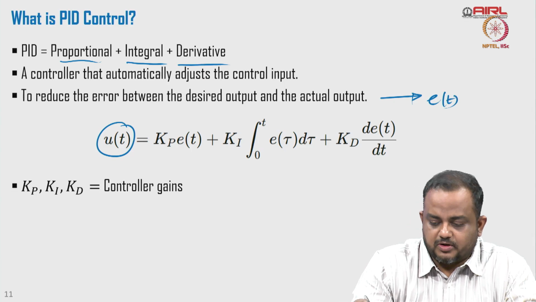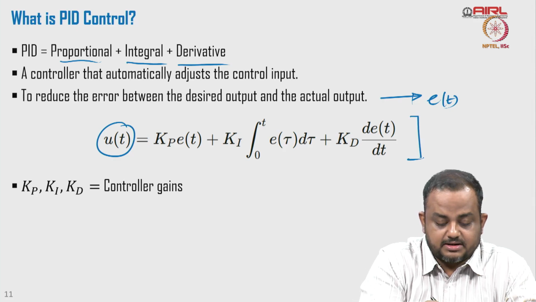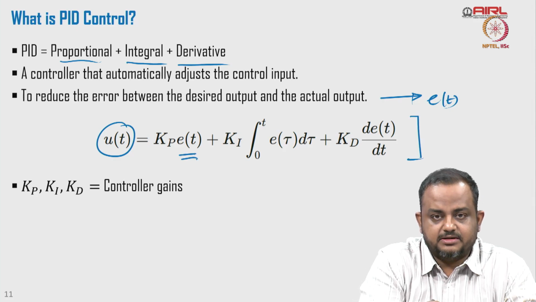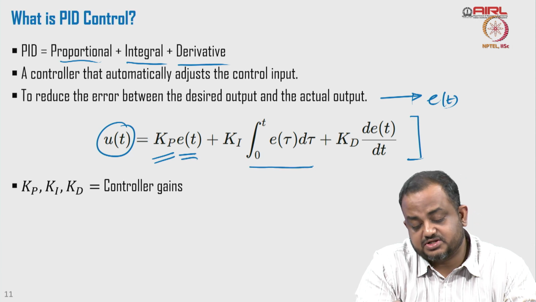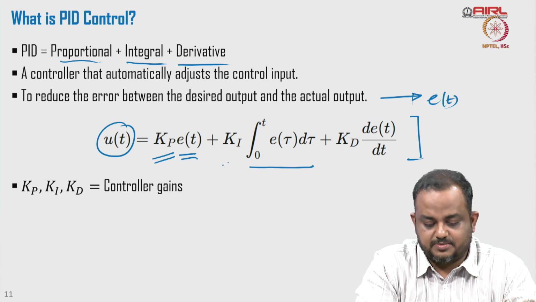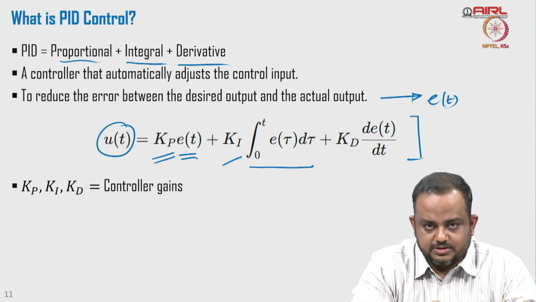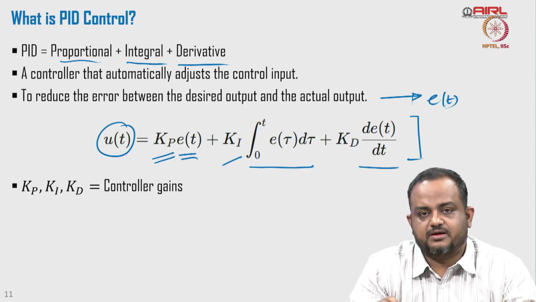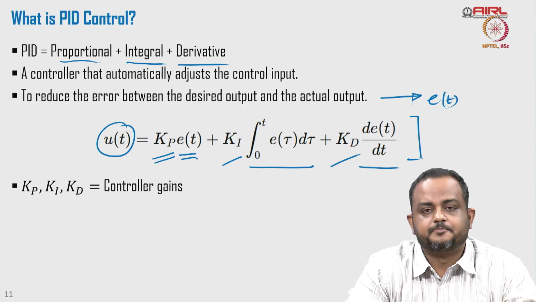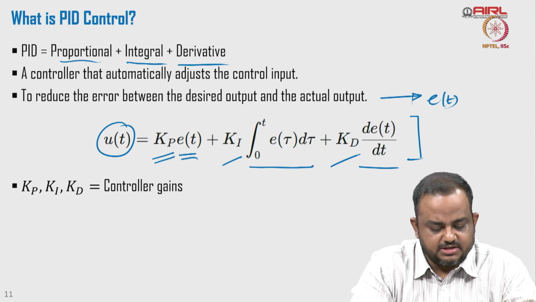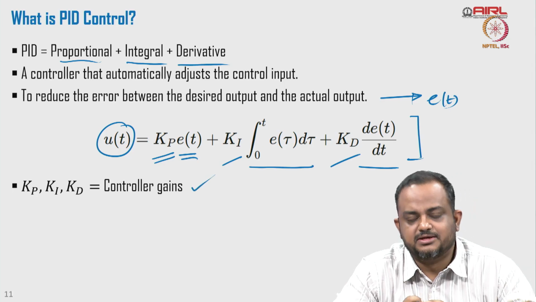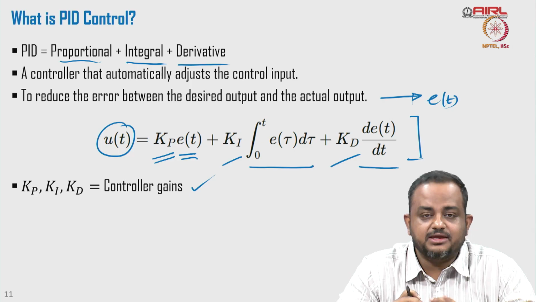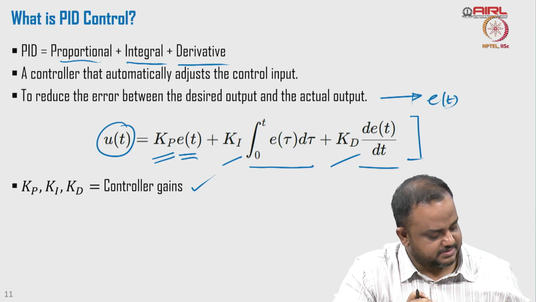How does PID control minimize error? The PID control law is something like this, where the error is multiplied by the proportional gain, then the integral of the error is multiplied by the integral control gain, and the derivative of the error is multiplied by the derivative control gain, right. So, these are the controller gains, and in the lecture on PID we have seen that tuning Kp, Ki and Kd is very important, right.